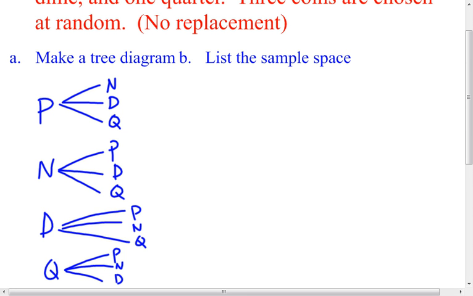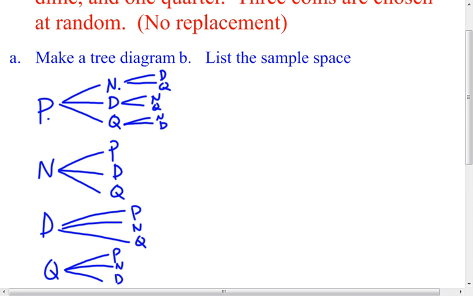Okay, and then if you've drawn a penny and a nickel, then what you have left is dime and quarter. And if you've drawn a penny and a dime, then you have a nickel and a quarter left. And if you've drawn a penny and a quarter, then you have a nickel and a dime left. Okay, and I think you can finish this off. I am not going to finish it off right now.